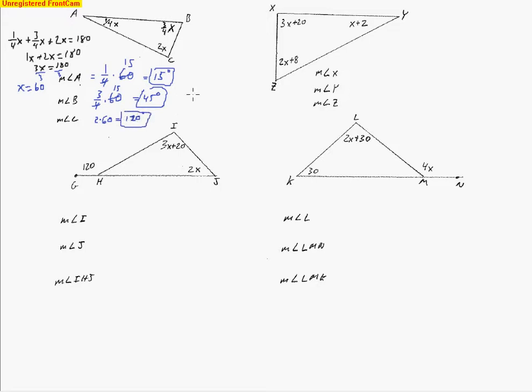The next one is similar to that, just a little bit different, with more expressions having more parts to them, but we do it the same way. We just take all of the angles and add them up. So 3x plus 20 is one angle, 2x plus 8 is another angle, and x plus 2 is the third angle, and they all add to make 180 degrees.